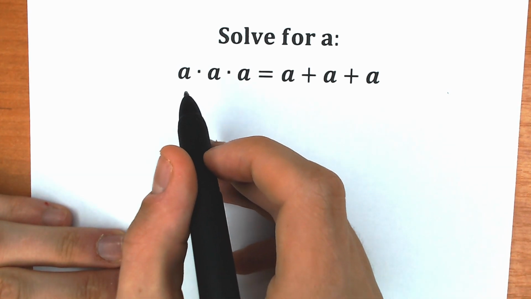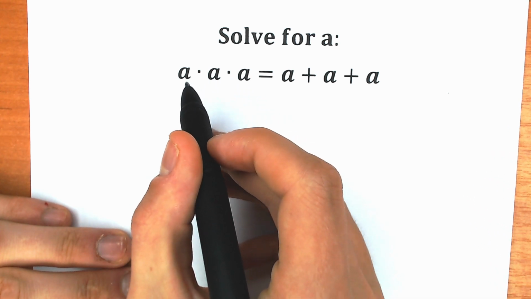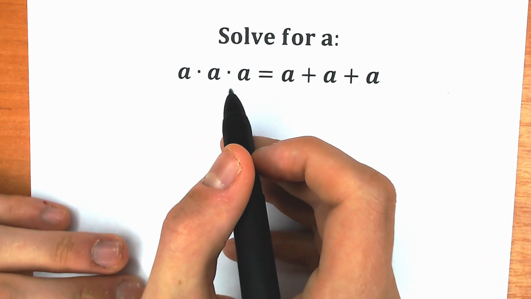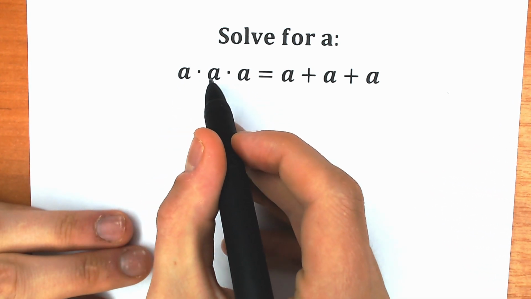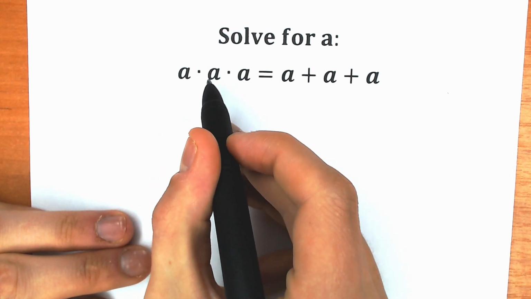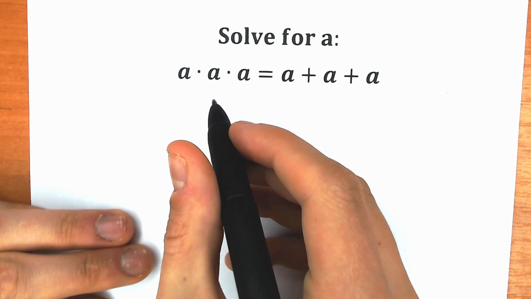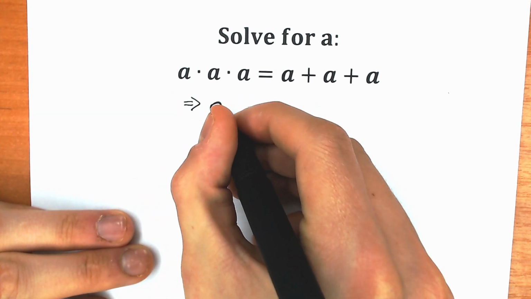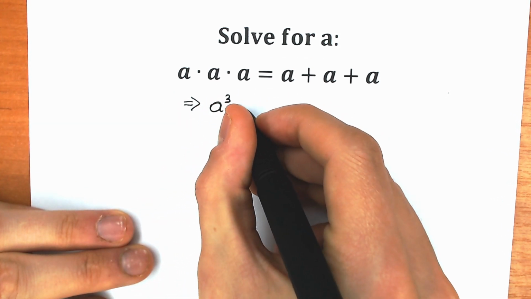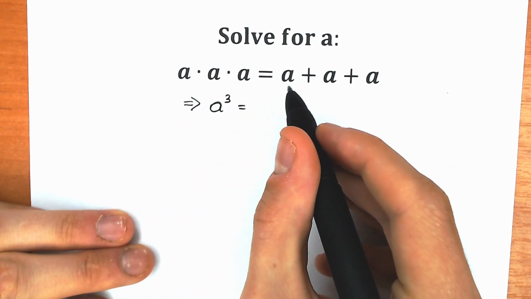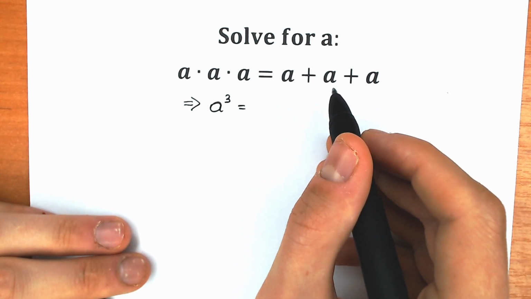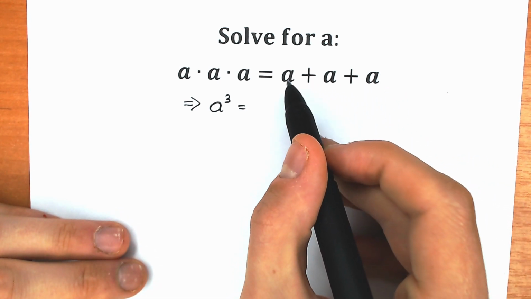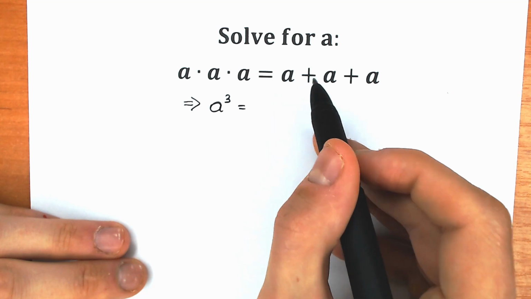Okay, let's look closely at the left side. Basically, we have a times a times a. We have a square, and a square times a is equal to a cube. So on the left side we have a cube, equal to. What do we have on the right side? We have a plus a plus a, which is equal to 3a, because we add three same elements.